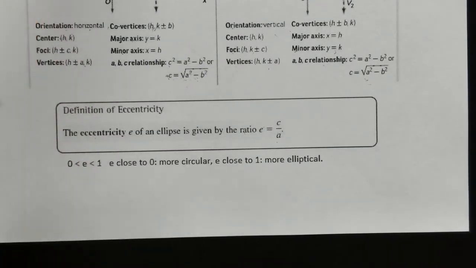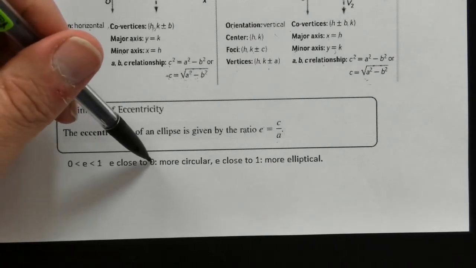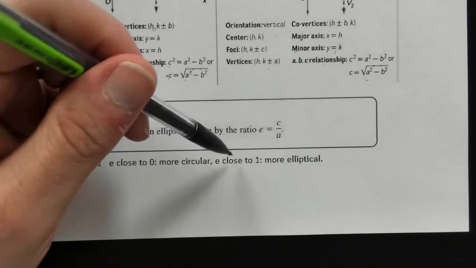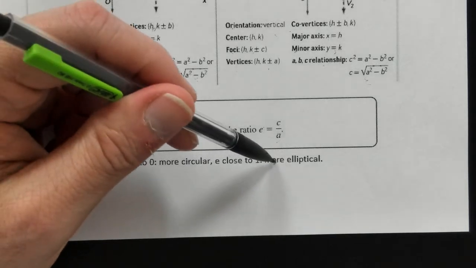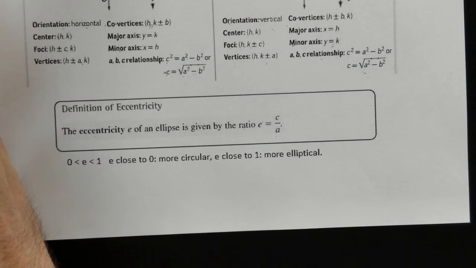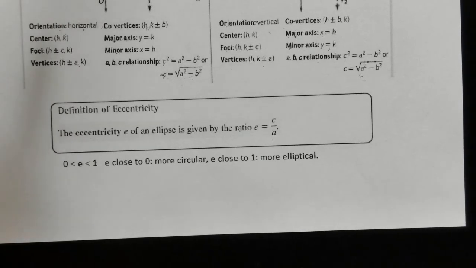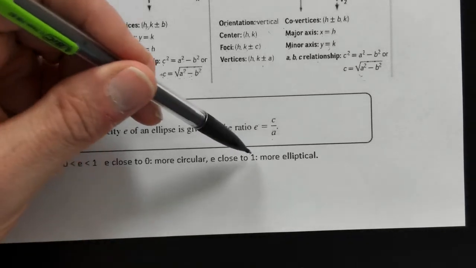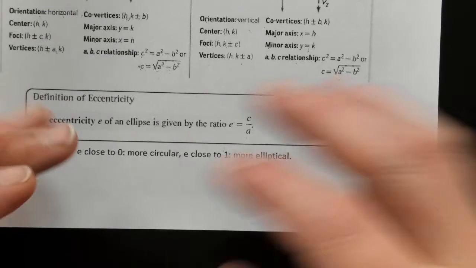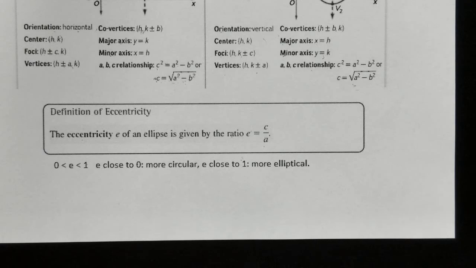Now, what does it measure? When E is close to 0, it's more circular, and when E is closer to 1, it's more elliptical. So by looking at that value, the closer to 0 it is, the more circular the ellipse is going to be. And the closer the eccentricity is to 1, the more elliptical the shape is going to be. So that's kind of how that looks.